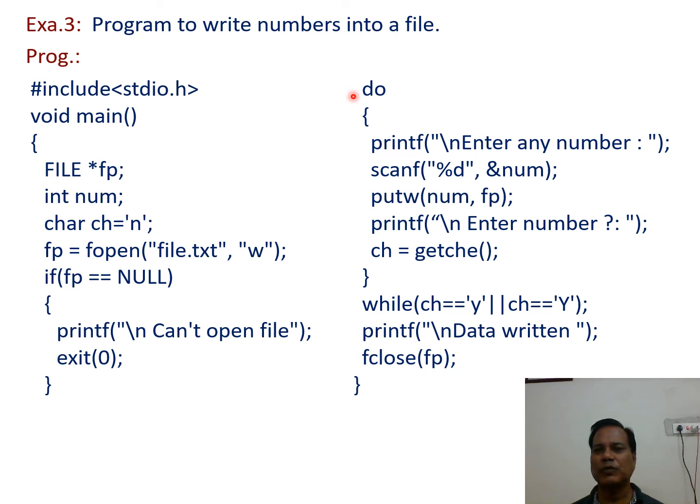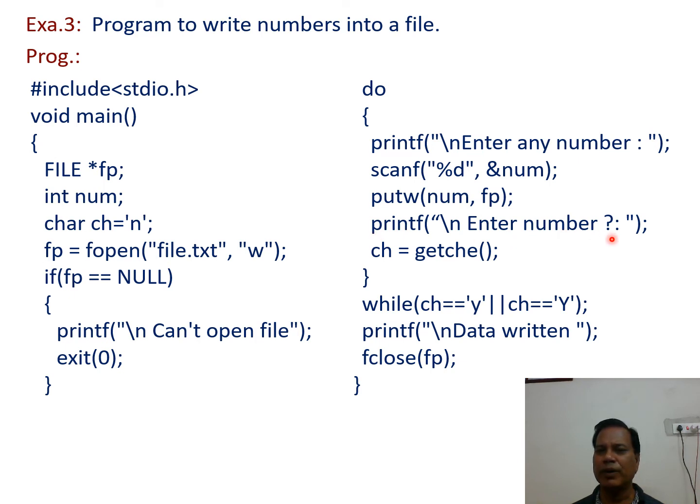So the first time the body of the do while loop is executed, and here the first statement is printf "Enter any number:". This message is printed on the output screen. Then that number is taken in and stored in the variable num with the scanf function. Then putw(num, fp). This statement writes the number, the data, into the file pointed to by the file pointer fp.